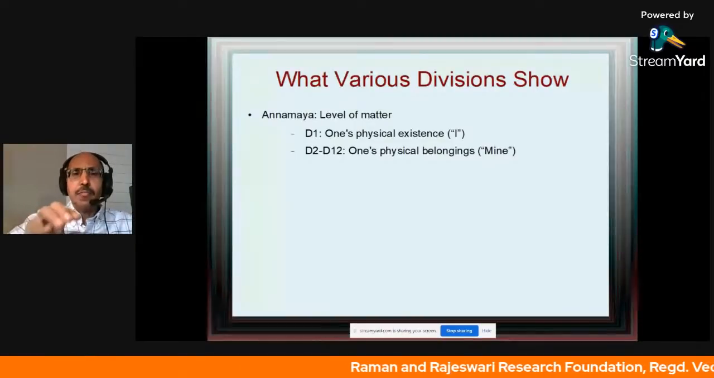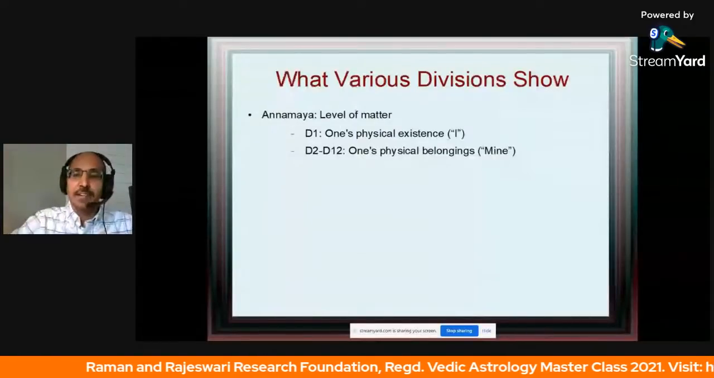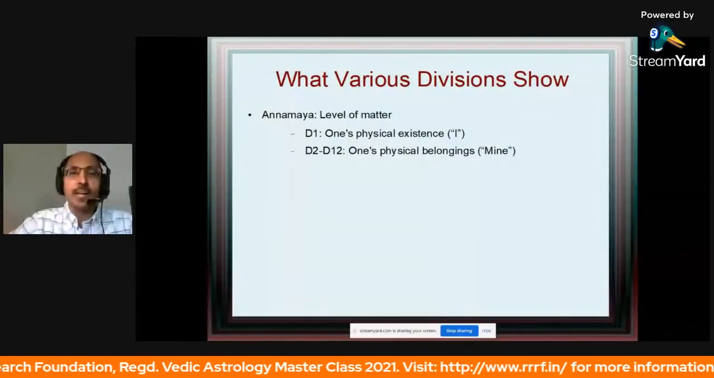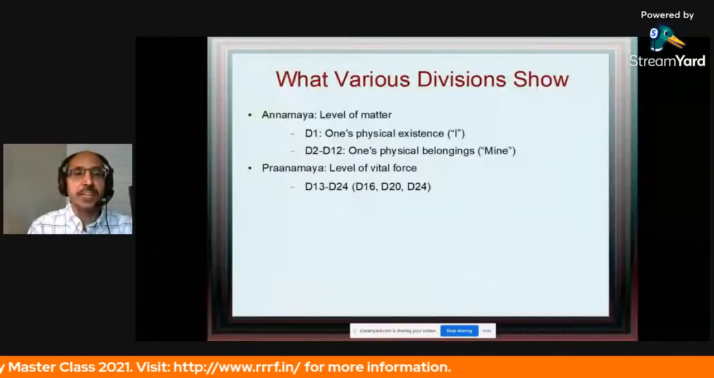And then there are a few specific charts that Parashara mentioned. Not all 11 charts from 2 to 12 were mentioned by Parashara. A few numbers are actually mentioned. We'll talk about what each of those show in the next slide, but we'll see the basic philosophy first.